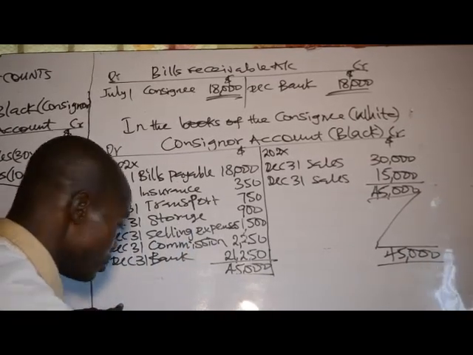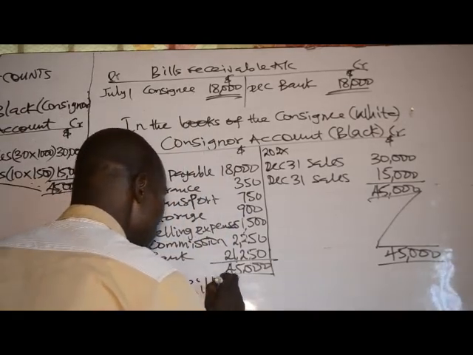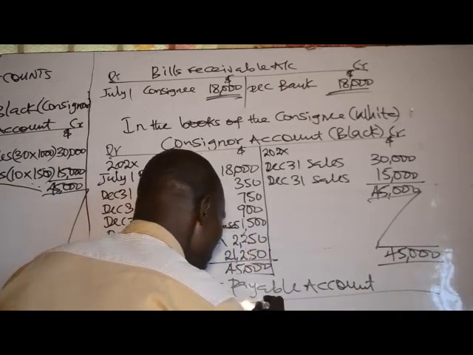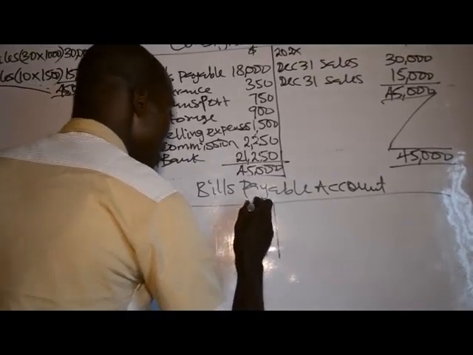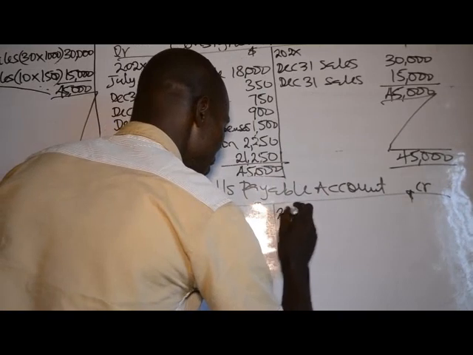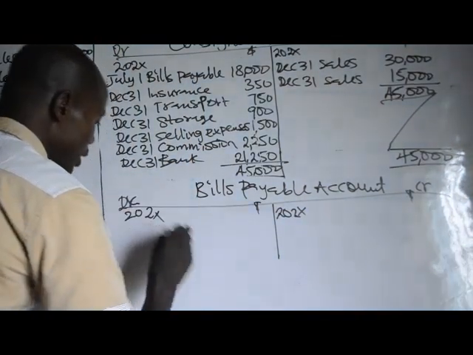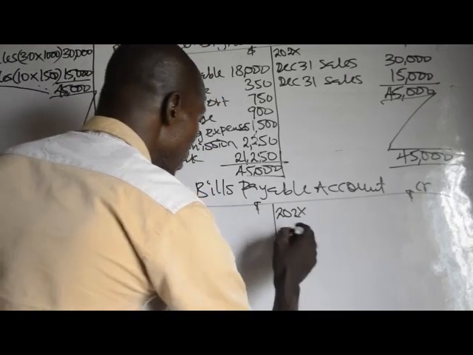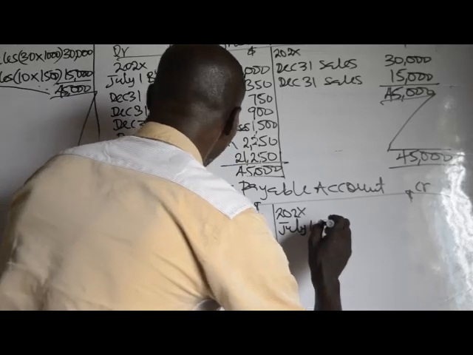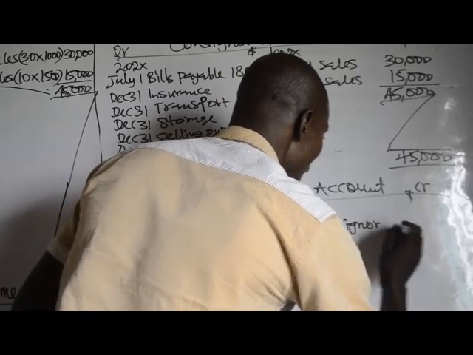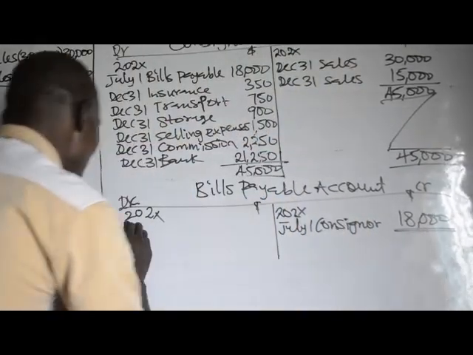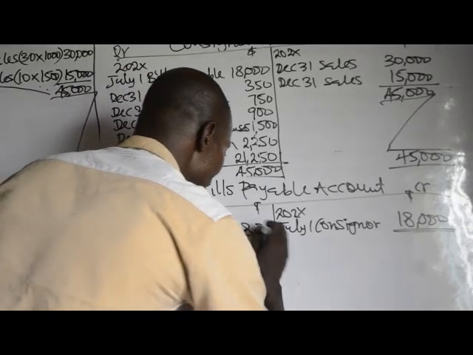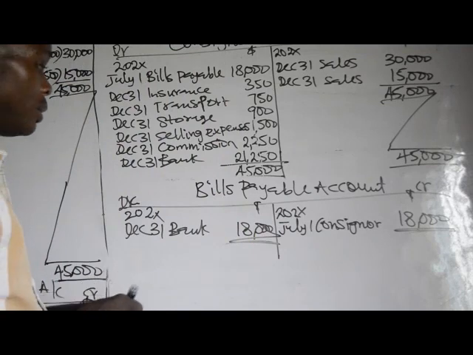Then the bills payable. So in the books of the consignee, you may have the bills payable account. The same debit side and credit side. As at, no, it was debited in the consignor account. So you are going to credit the bills payable account. That is July 1st. We have consignor, that is white, of 18,000. And at the end of the year, this amount will be settled through the bank. So we have 18,000 at the end of the 6 months period, because the bill is drawn for 6 months.